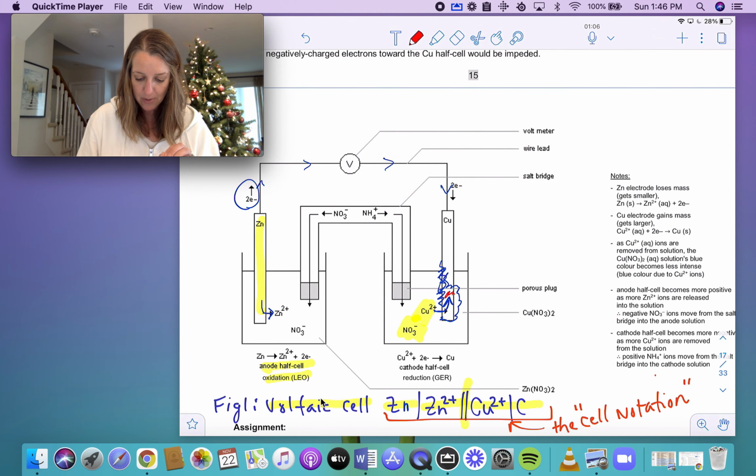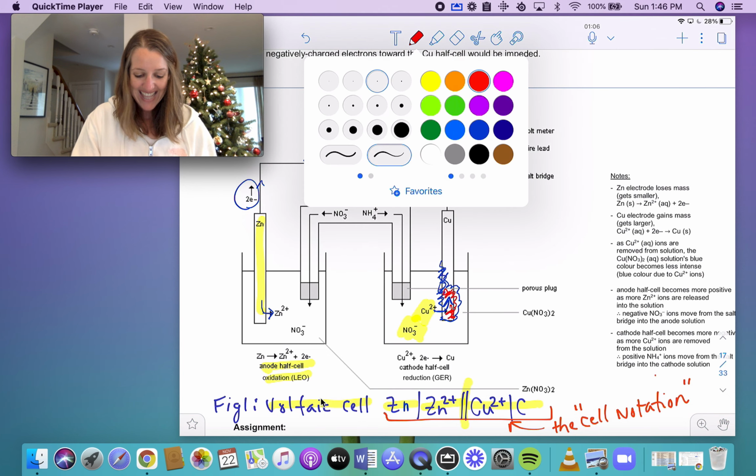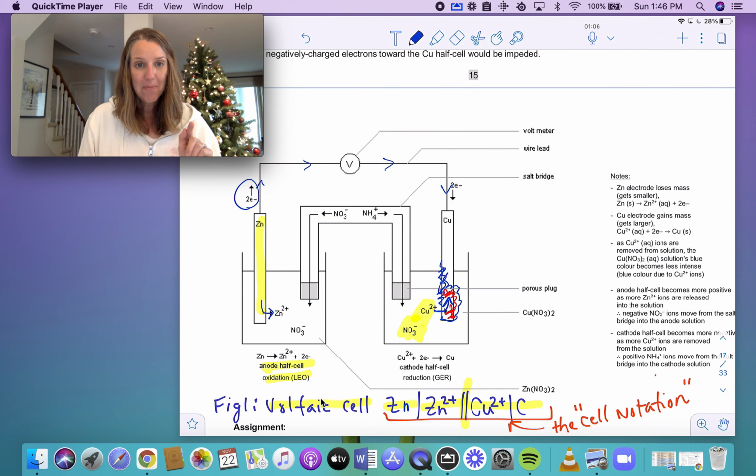I could put it in a copper color if I had a brownie color, but you can see that. At the same time, my zinc electrode is losing mass because the atoms are essentially turning into zinc ions. So the mass over here will start to go down. The mass of the cathode will start to go up. Okay, this was representing our aqueous solution.